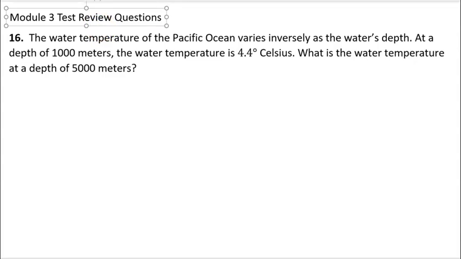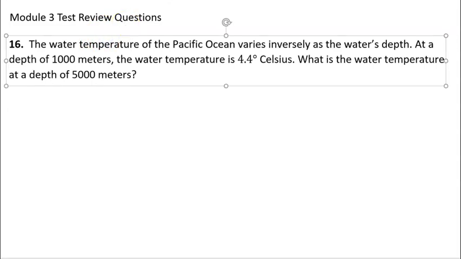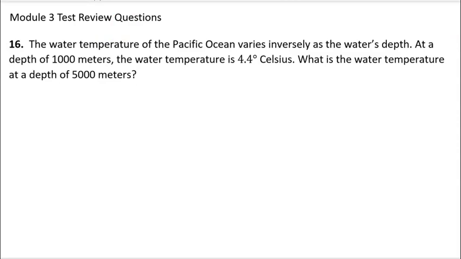Again, if I can get my pen to work. So let's call it T. My pen's making me mad. Sorry, I've selected it 4 times already. There we go. T is water temperature. Varies inversely as the water's depth. What do you want to call water's depth? You want to call it D. But you can call it anything you want to. But the best thing to do is call it something you can easily keep up with.